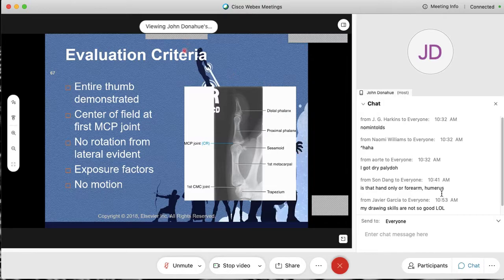Just watch your marker placement on those finger x-rays, guys. Probably the biggest mistake I see is that people forget to put their markers on these. It's very easy to cut them off, especially when you're utilizing very tight collimation. It'd be a very easy mistake to cut those markers off.